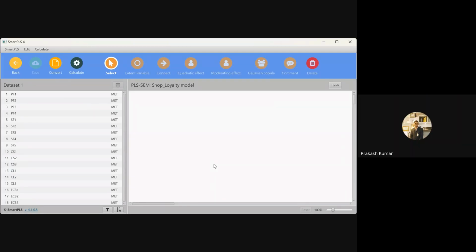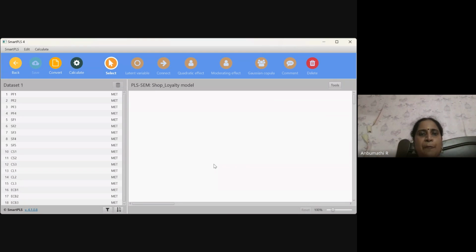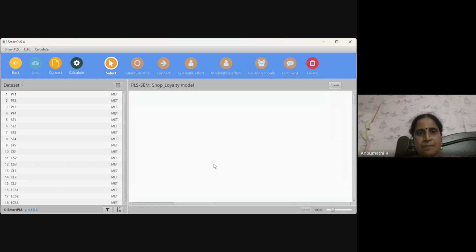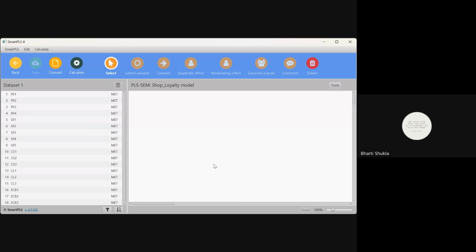Okay, madam. You will land on a different page where the page is blank at the right side, and on the left side you have the indicators. PF1, PF2, PF3, etc. Are you on that page? Everybody is on that page. Shall we move ahead? Yes, ma'am, we are.